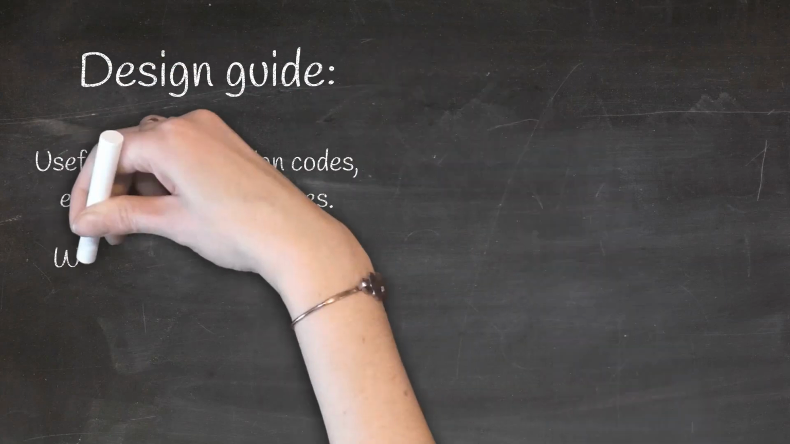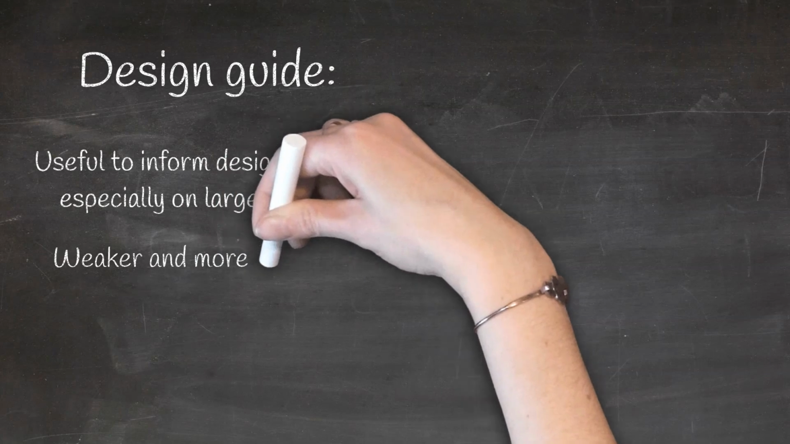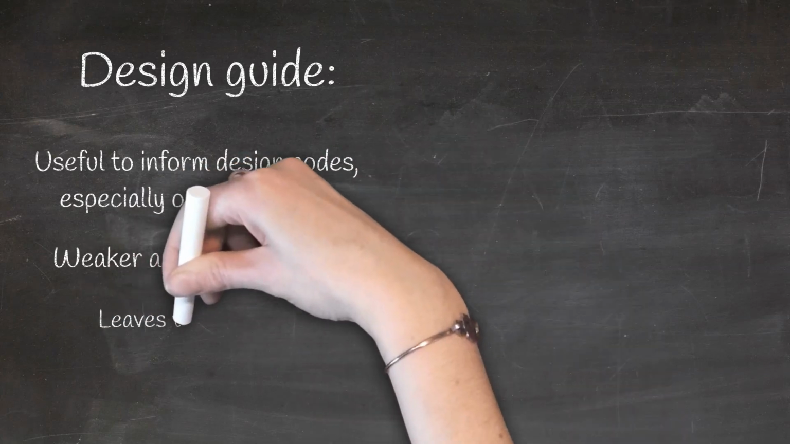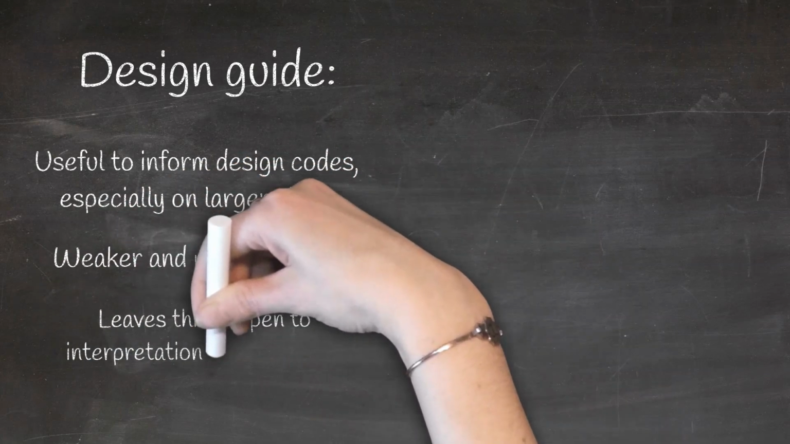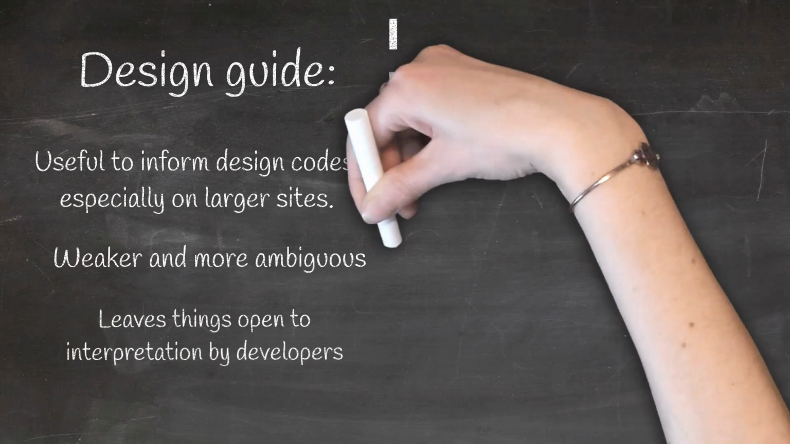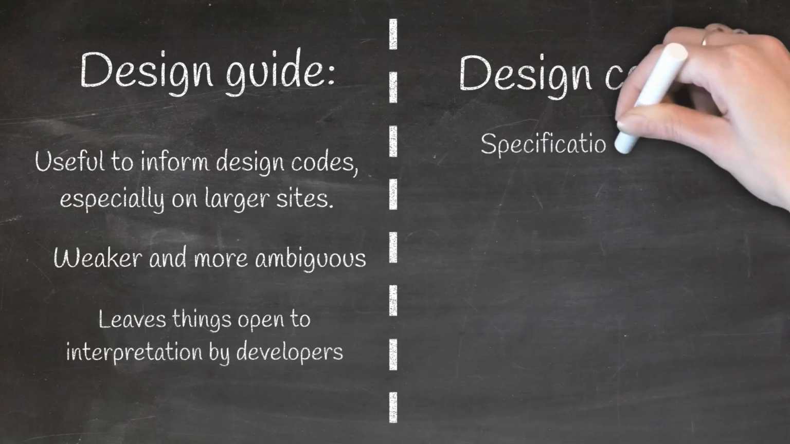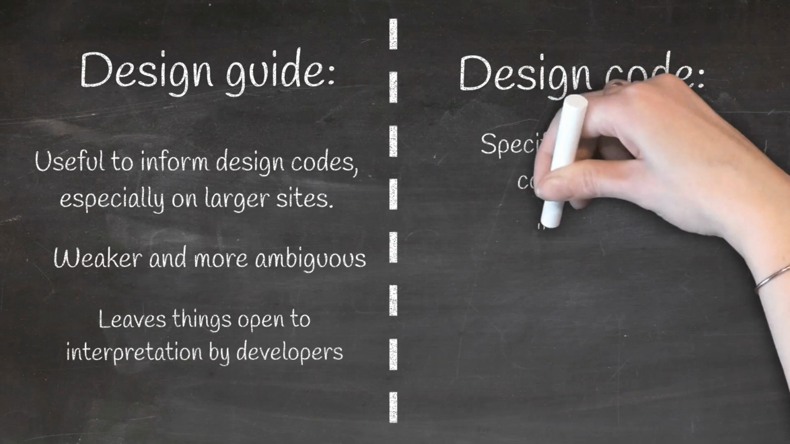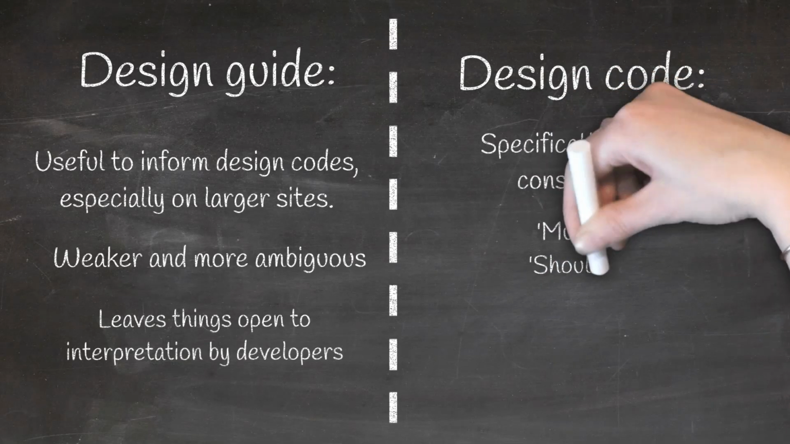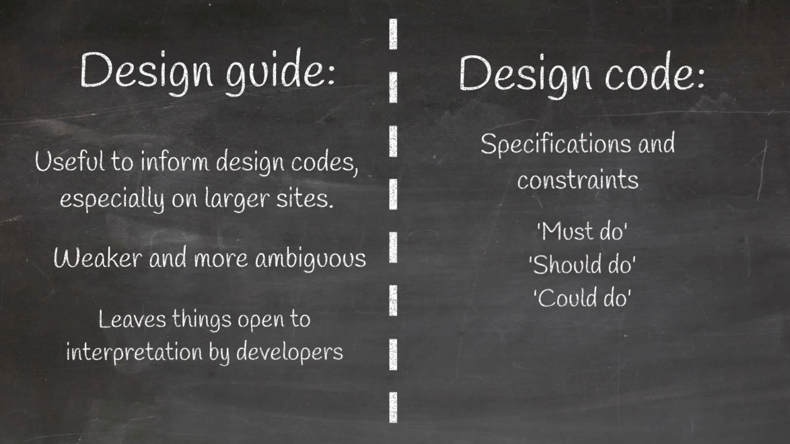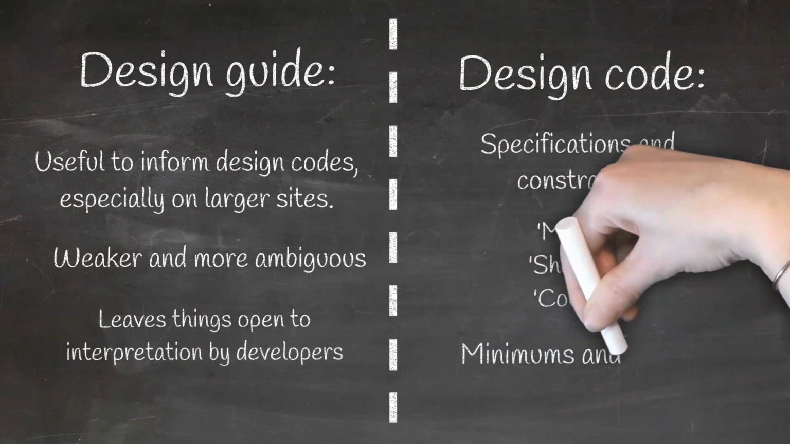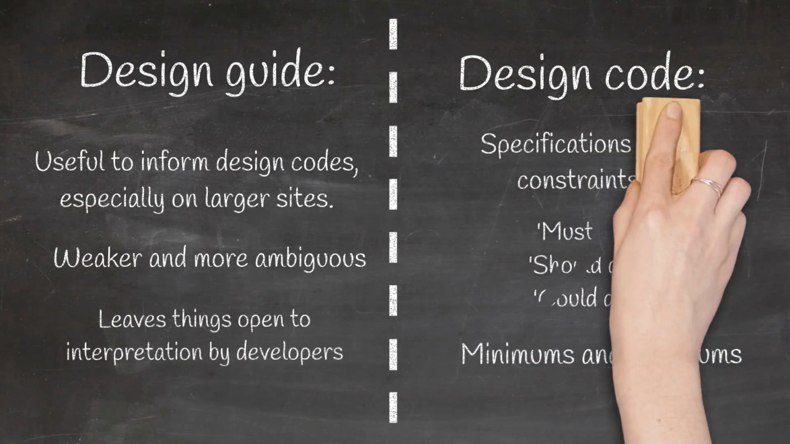However, it is weaker and more ambiguous in its language, allowing many things to be left open to interpretation by developers. A design code, on the other hand, is a set of specifications and design constraints. It provides a list of things developers must do, should do, and could do, while setting minimum and maximum parameters.